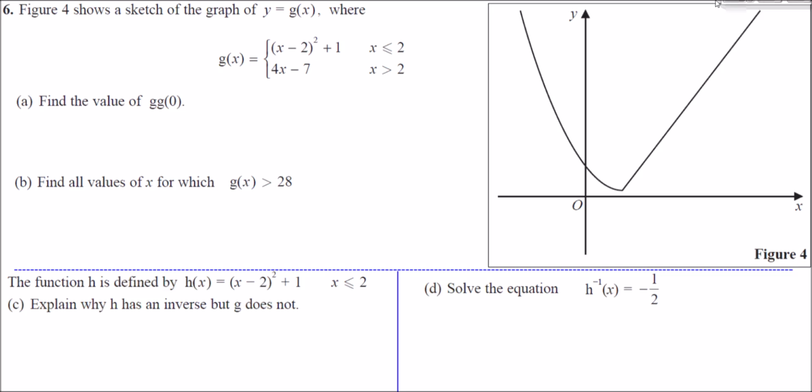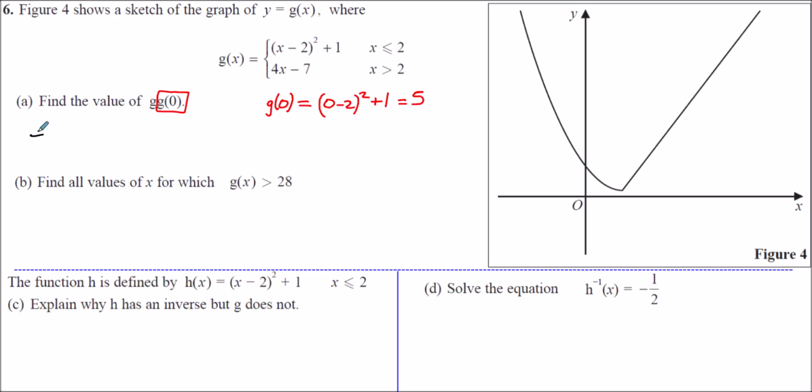So what we need to do for this one is, first of all, to work out g of 0 first, and consider this as g of whatever g of 0 is. So first of all, g of 0 is just what I get if I plug 0 into this function. 0 is 2 or less, so I'm going to plug it into this top one. So if x is 0, that'll give (0 minus 2) all squared plus 1, which is 5.